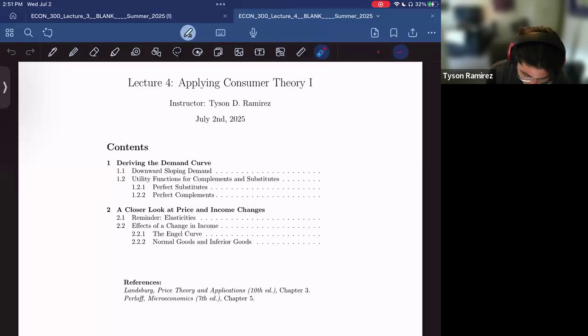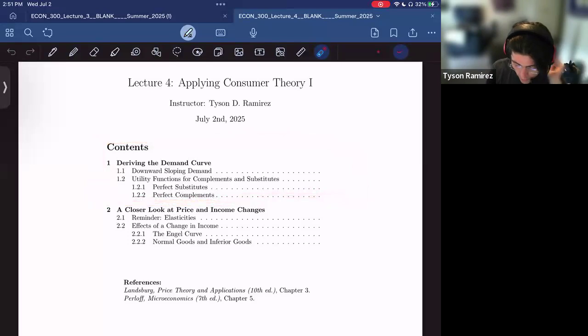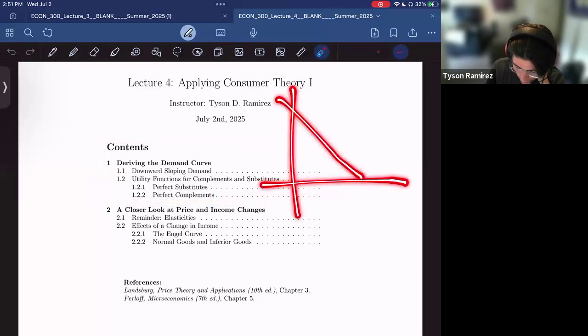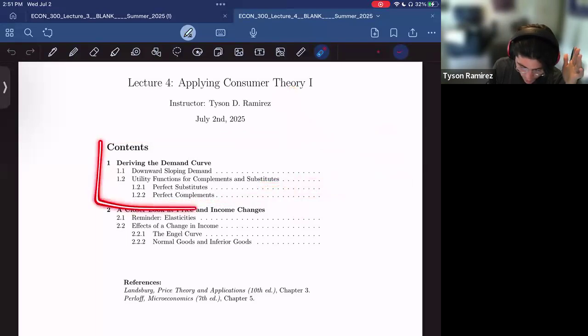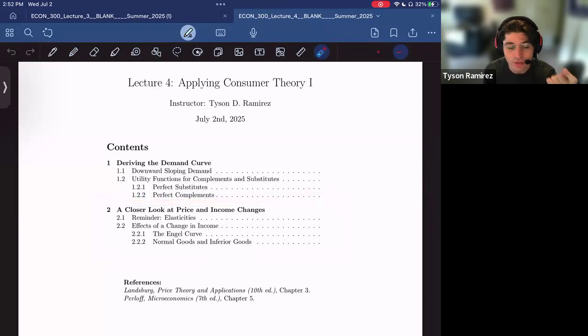Today, like I said, we're continuing with the theory of the consumer. So the first thing we're going to do is derive the demand curve. One of the fundamental things that we saw in Econ 200 or wherever you took principles of micro was that we had a demand curve which was downward sloping. Today we're going to see where that comes from, and then we're going to look at some extra analysis, some things that you might remember from Econ 200 with regards to elasticities. But we're going to go into a little bit more detail in this lecture and at this level.